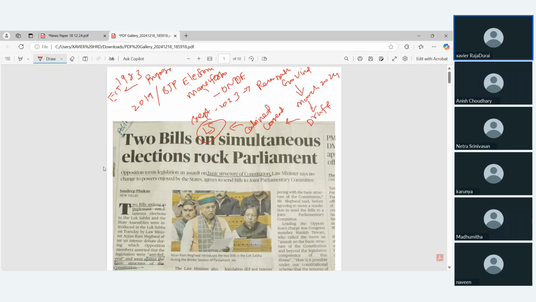After the elections are over, the counting will be there.